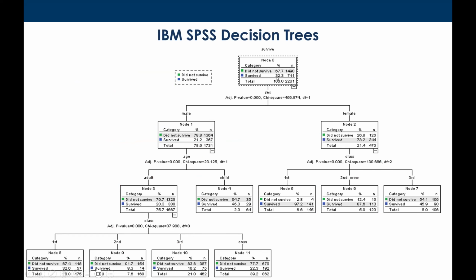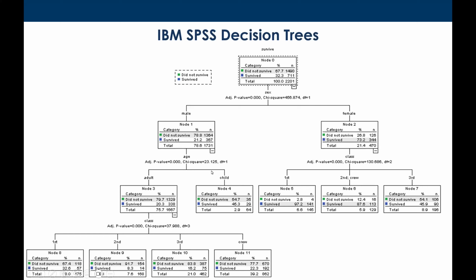This is an example of a decision tree. This is survival on the Titanic. You can see 67.7% did not survive, 32.3% survived. What the decision tree does is it tries to find the key discriminators hierarchically: what are the most important factors between survival and non-survival. And what drives it, of course, is gender, whether people are male or female. 73% of females survived, only 21% of males survived.